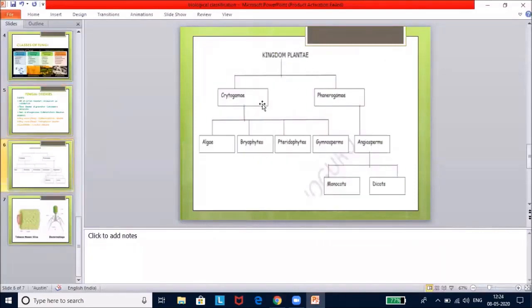Kingdom Plantae is broadly divided into Cryptogamae and Phanerogamae. Cryptogamae into algae, bryophytes, pteridophytes, gymnosperms. Phanerogamae is angiosperms, monocots, and dicots. Again, you don't have to take this down because I will be starting again from this in the next lesson.